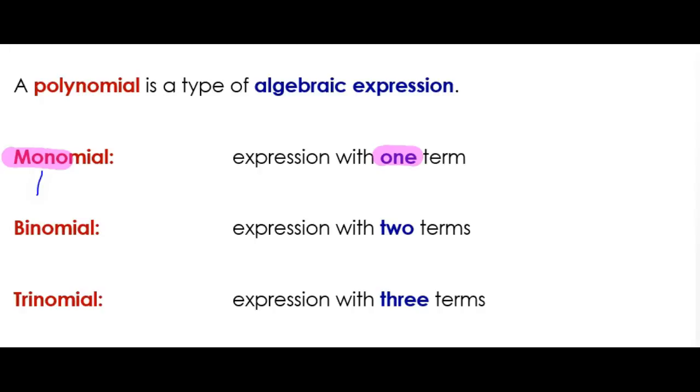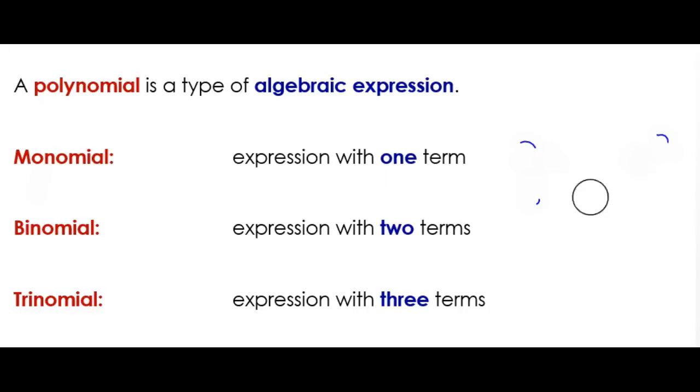I could have just 2a. That would have 1 term in it. I could have simply 5. I could have something like x squared. But notice that each of these is sort of standalone. I'm not adding it or subtracting it to or from any other term. All right, so that is what a monomial is.